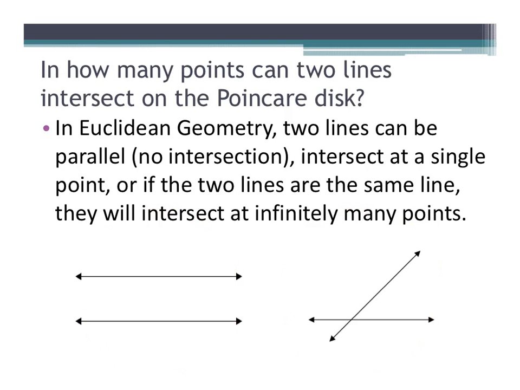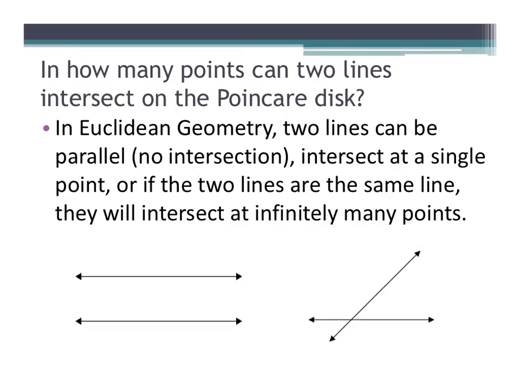In how many points can two lines intersect on the Poincare disk? Well, in Euclidean geometry, two lines can be parallel, which means there is no intersection. They can intersect at a single point, or if the two lines are the exact same line, then they will intersect at infinitely many points.